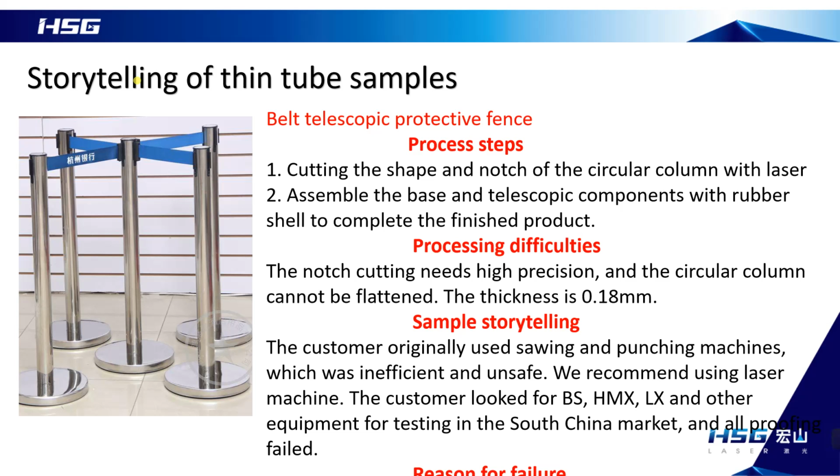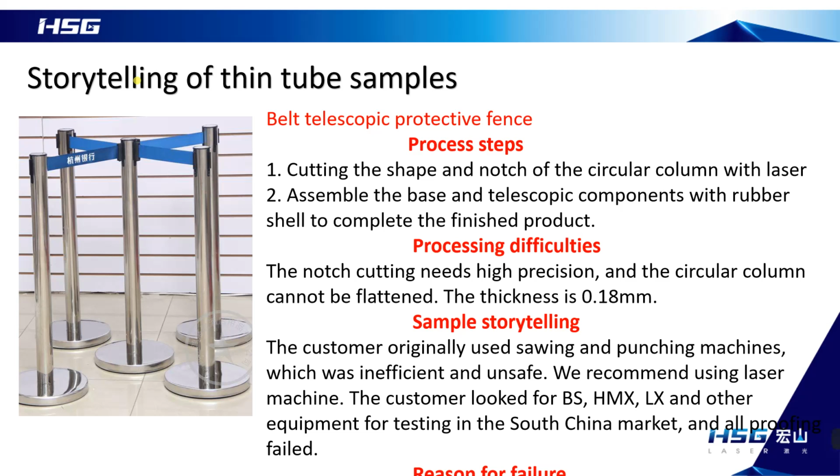Then, what are the processing difficulties? The first is that the notch needs high accuracy, and the second is that this cylindrical column cannot be crushed. You see, it is very thin, only 0.18 mm thick, and could be crushed by hand. So if we use a chuck to clamp it directly, maybe we put it in as a circular tube, take it out, and it becomes a square tube.